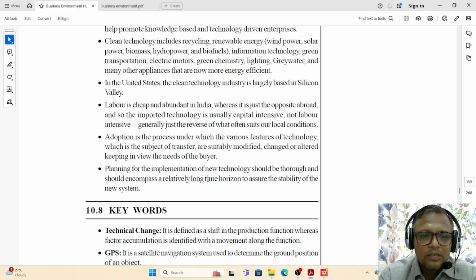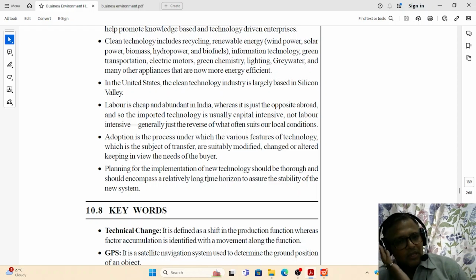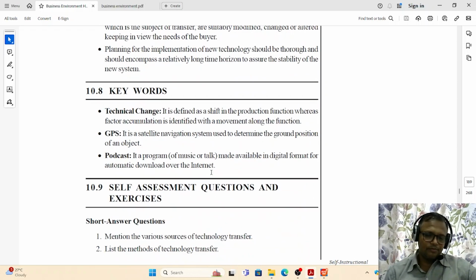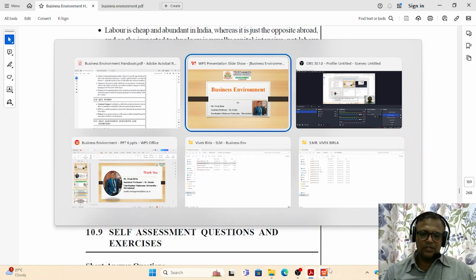Thus, adoption is the key process in which the features of technology subject to the transfer are suitably modified, changed or altered, keeping in view the needs of the buyer. Thus, planning of the implementation of the new technology should be thorough and should encompass a relatively long-term horizon to assure the stability of the new system. Thus, a few key terms such as technical change, GPS and podcast, which might be new to you, we have discussed over here. So this is it for today's session.